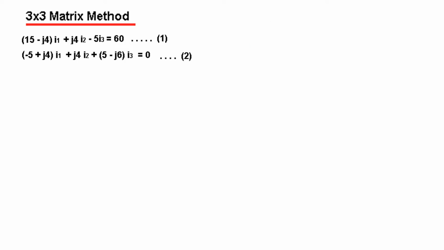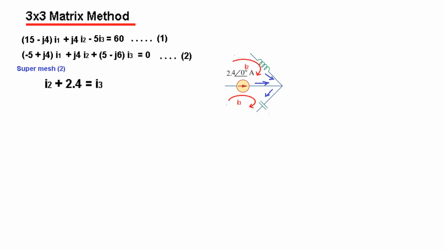For that we are taking the first two equations and then the supermesh equation again, but we have to modify it slightly. This was the equation that we got. Now we'll bring all the variables on one side and the constant on the other side. So this will be I2 minus I3, and this comes on the right. And note that I1 is not there, so the coefficient of I1 is 0.